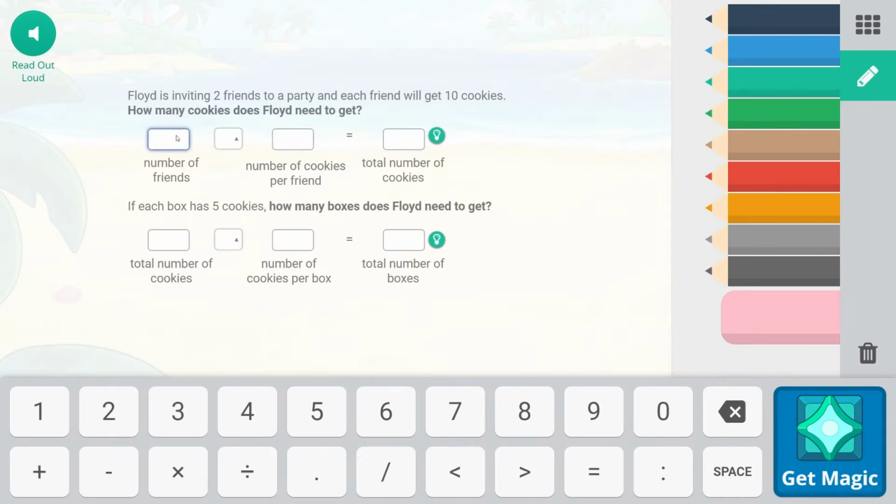Alright, Floyd is inviting 2 friends to a party, and each friend will get 10 cookies. How many cookies does Floyd need to get? Inviting 2 friends to a party. So it just says the friends. So let's go ahead and do 2 times 10 equals 20. He doesn't mention himself, so I assume that he's just worried about his friends having cookies. If each box has 5 cookies, so we have 20 cookies we need. We're going to divide that by the boxes. So each box has 5 cookies. So he needs to pick up 4 boxes of cookies.